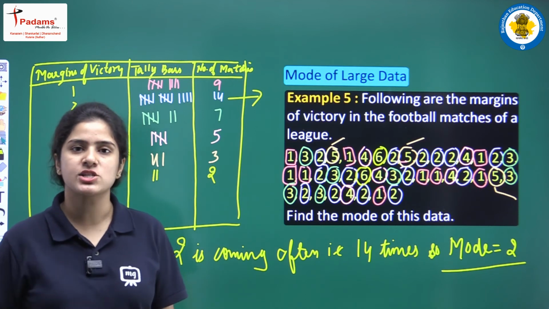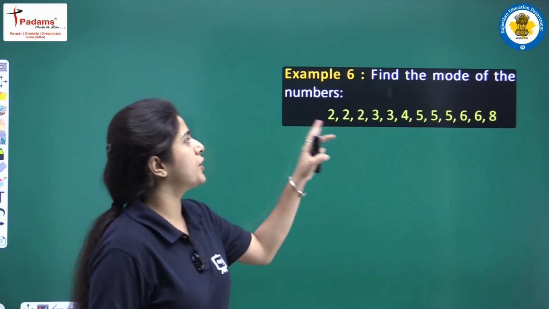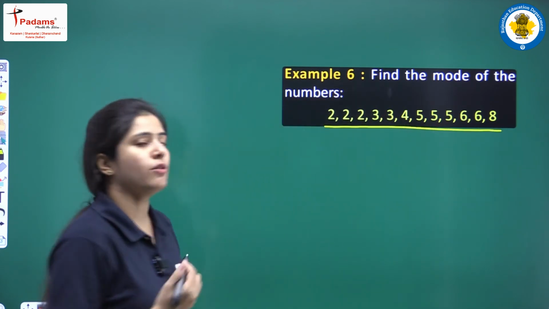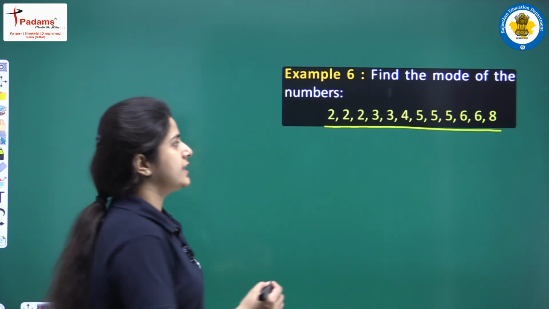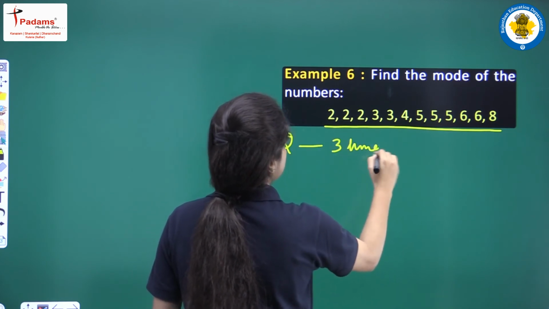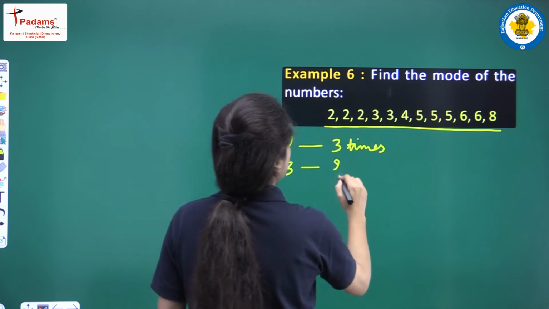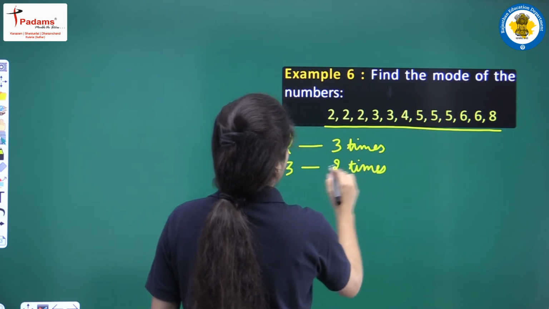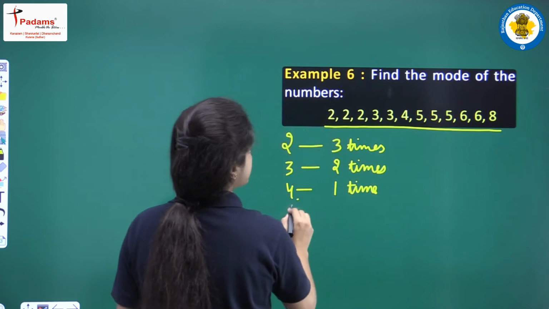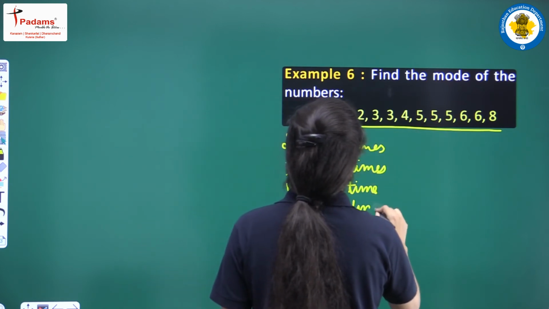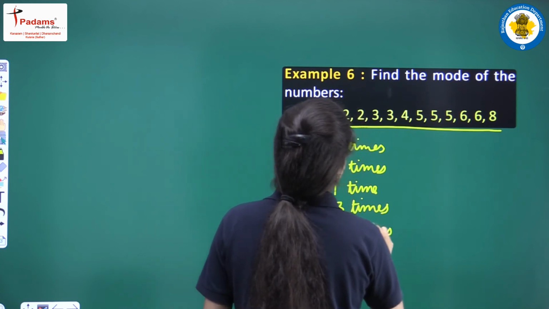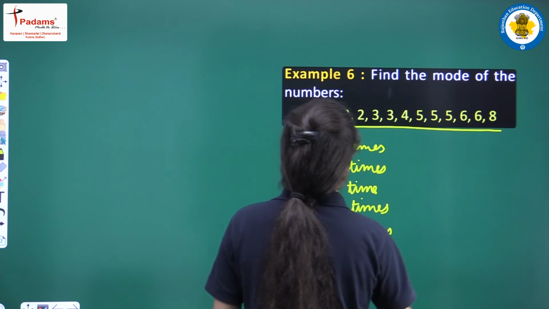Looking at another question, students, find the mode of the numbers. These are the numbers that are given to us. Now we need to find out the mode of these. Students, in this 2 is coming 3 times, 3 is coming 2 times, 4 is coming 1 time, 5 is coming 3 times, 6 is coming 2 times and 8 is coming 1 time.